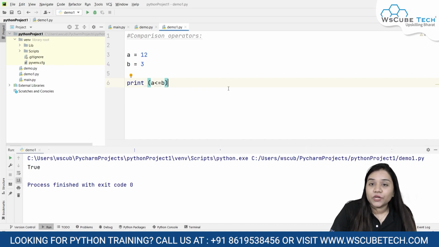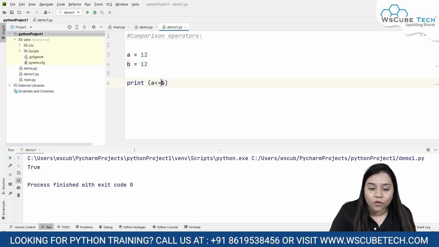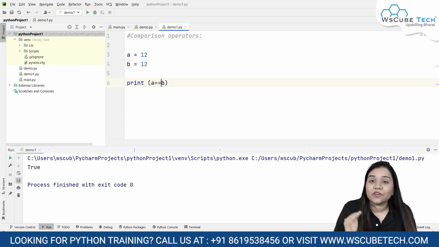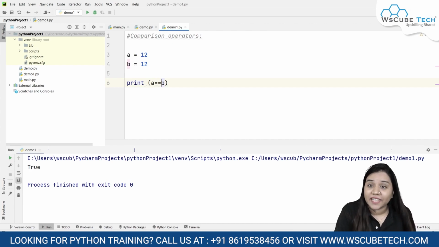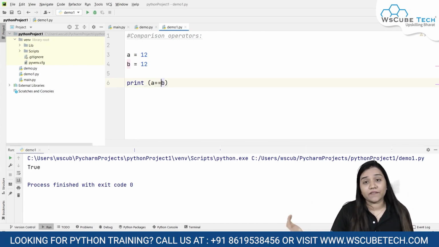Talking about equal to and not equal to. The next two operators that we have are equal to and not equal to. Let's first consider the case of equal to. If I want to check that the value inside A is equal to the value inside B, all I need to do is write A double equal B. Here we are not assigning A the value B. We are saying that the value inside A is equal to the value inside B. If it is yes, it will give us true. If it is a no, then it will give us false.